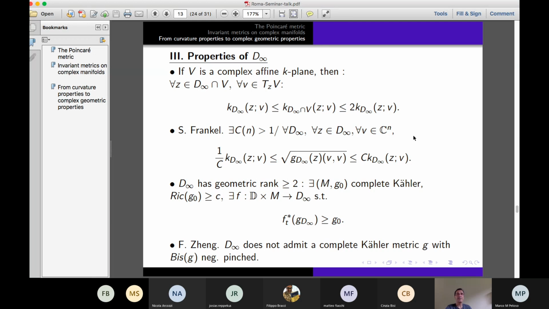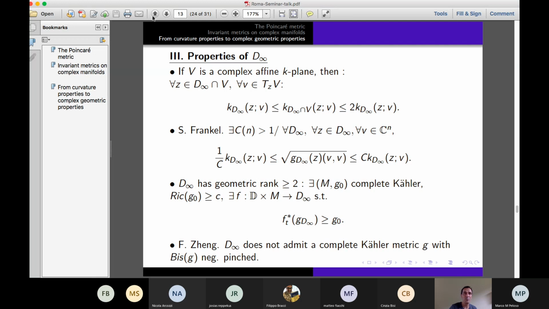The third point is the properties of the limit domain. Maybe you can skip the first 2 dots. What is important is the last one, and it's due to Zhang, who proved that a domain which, in dimension 2, behaves like the bidisk does not admit any complete Kähler metric with holomorphic bisectional curvature negatively pinched.